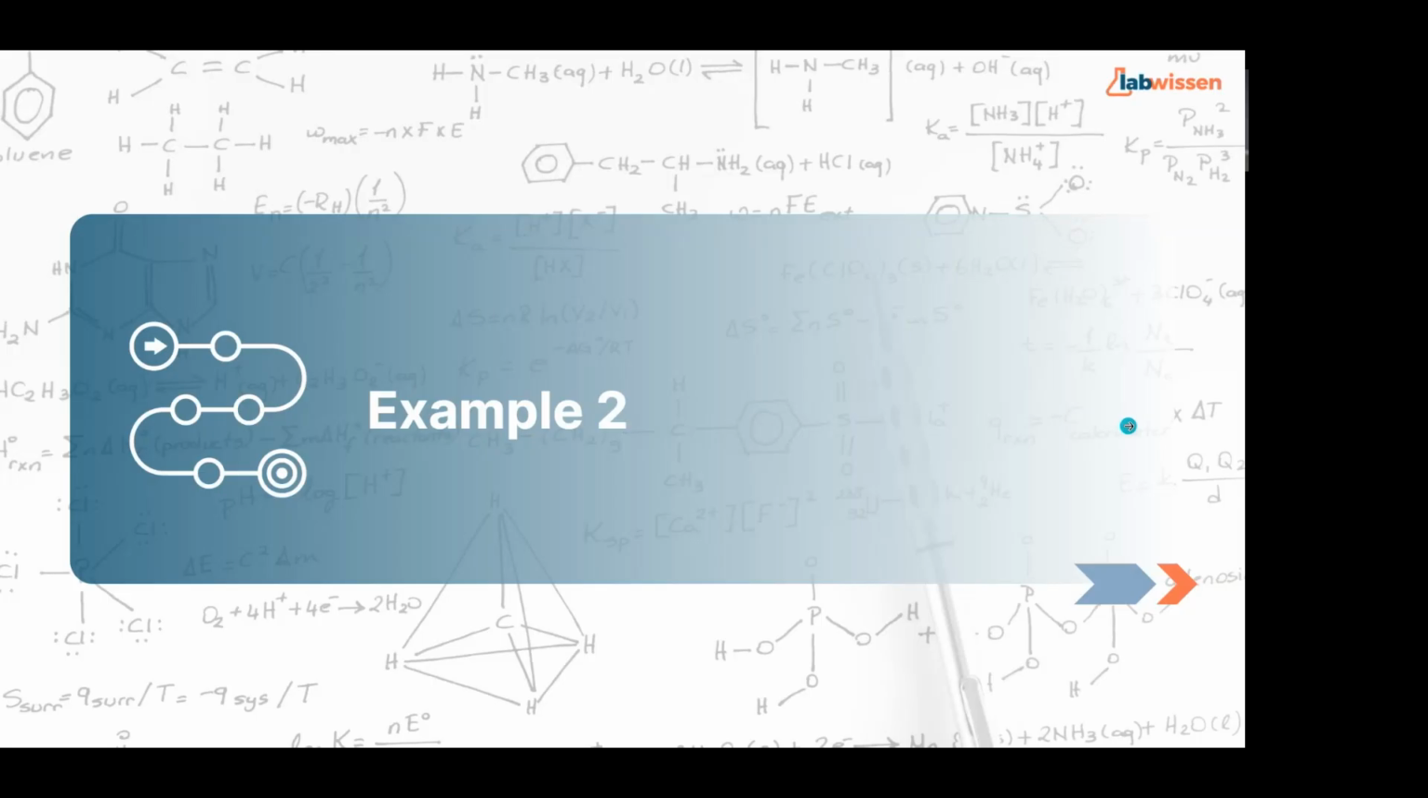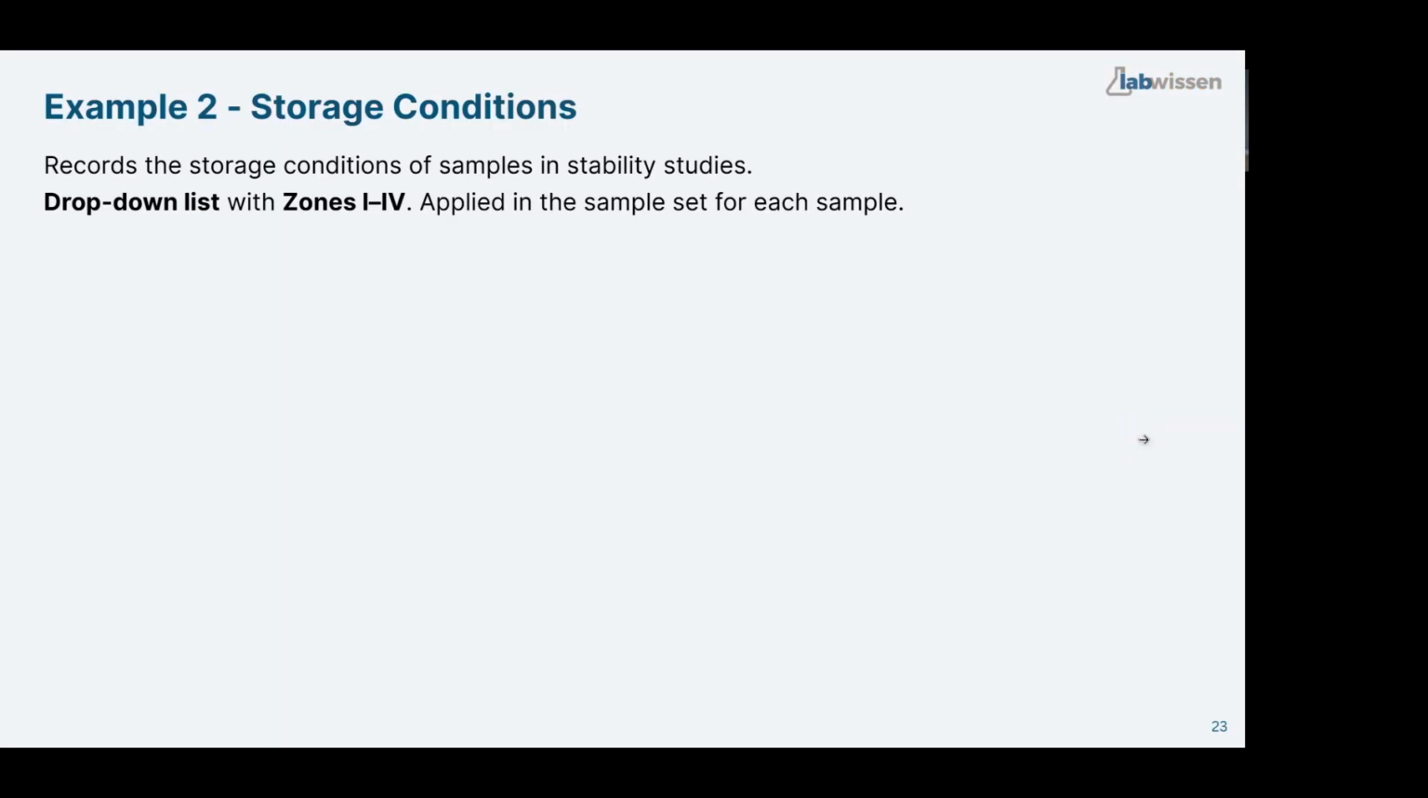So example number 2: storage conditions. You probably know what stability studies are. When we analyze the samples, we need to record the conditions at which the sample was stored. So I want to have a custom field that records the storage conditions of samples in stability studies. It should be a drop-down list with zones from 1 to 4 applied in the sample set for each sample. So again, the same question: what is the field type and what is the data type?